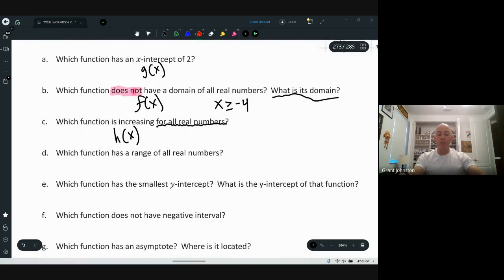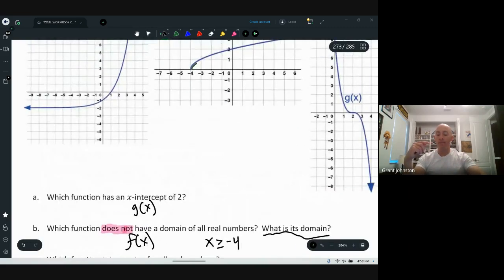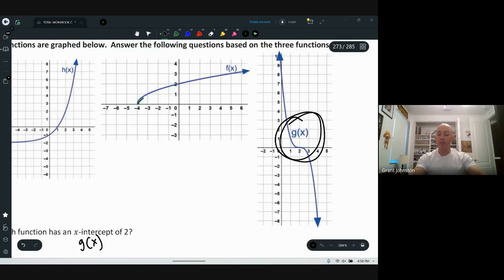Which function has a range of all real numbers? Okay, that's a good question. So ranges are up and down, are y. That answer is g of x. It goes up to positive infinity, right? It goes up forever. It goes down forever. This one has a range of all real numbers, g of x.